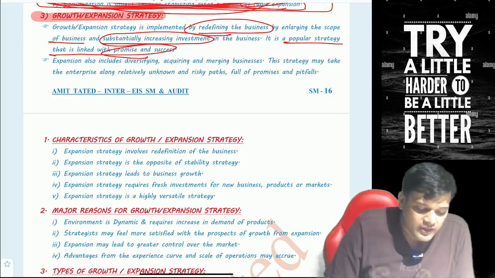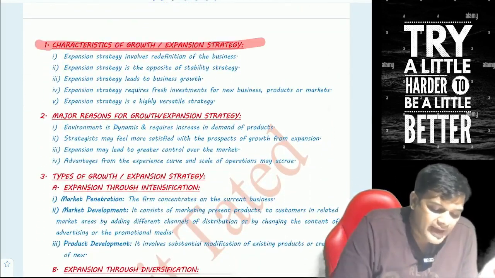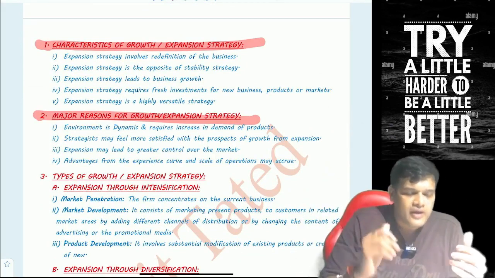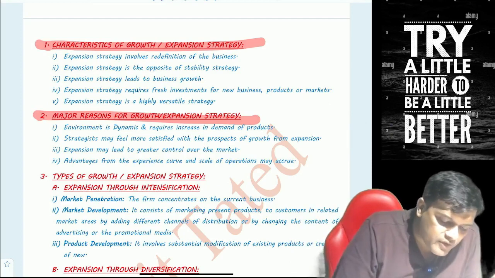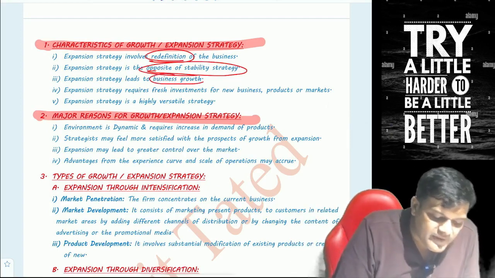Now, how expansion can happen we will see, but before that we need to close two answers. One is characteristics of expansion and one is why we should go for expansion. But you need to understand it is a reverse of stability. First point, expansion strategy involves redefinition of business. Second, expansion strategy is the opposite of stability strategy. Opposite redefinition. Most important, business growth is very high.